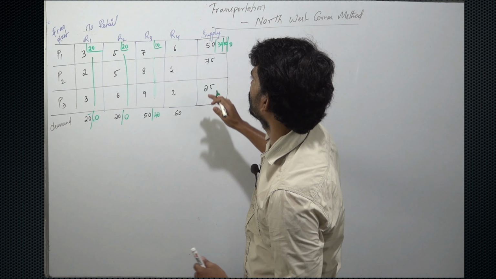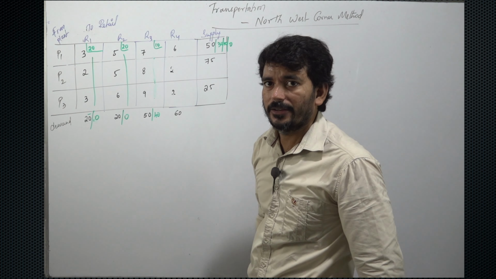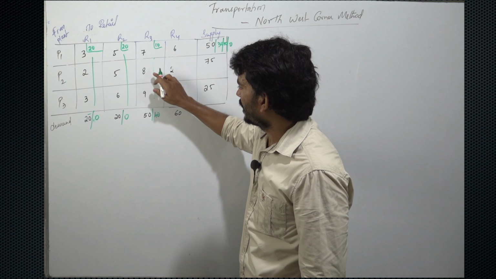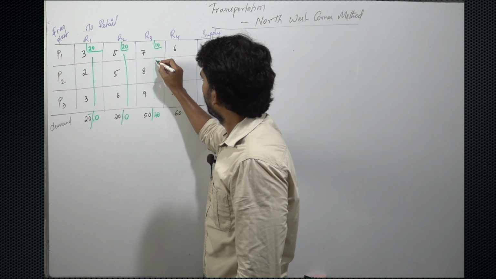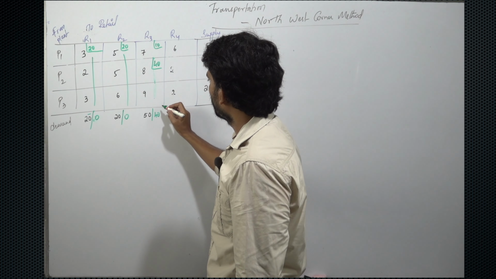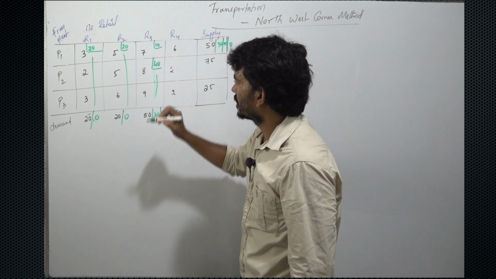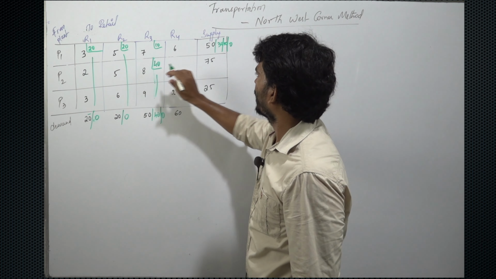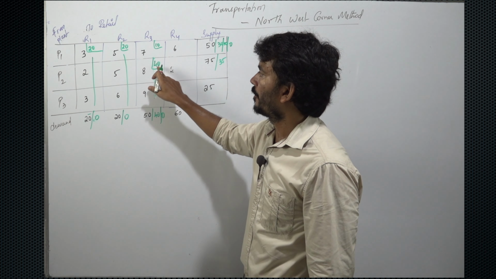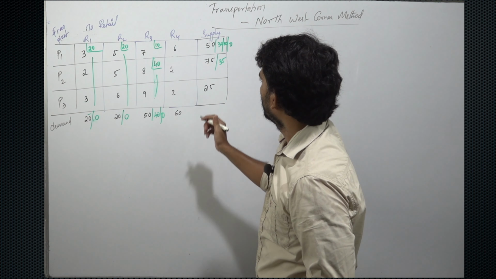So now come to the next one here. They have 75 as a supply, but for R3 we only require 40. So we will give 40 to R3. The moment you have given 40 to them, it has become 0, so now you will cross off this one also. The moment you have given 40 here, this will become 35, because out of 75 you have given 40 to retail store 3.